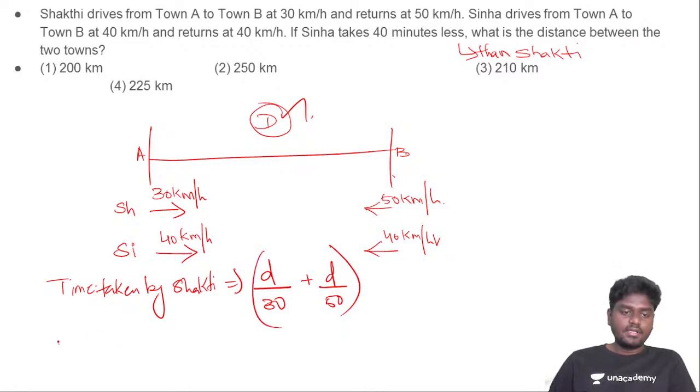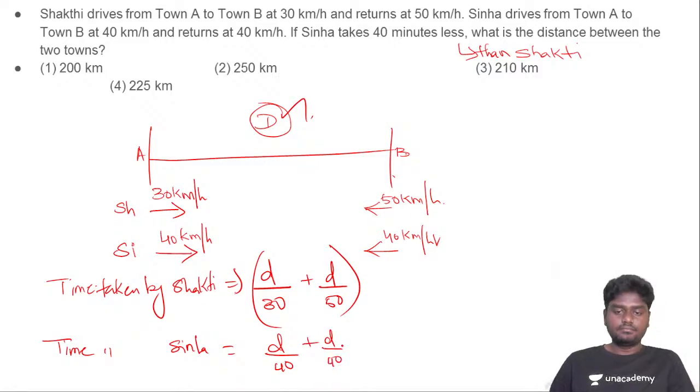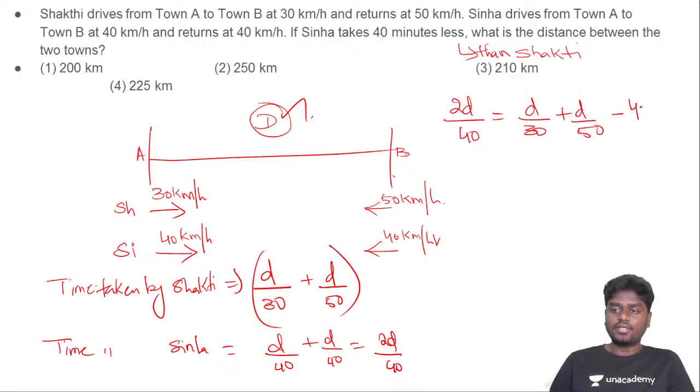In the same way, the time taken by Sinha is D by 40 plus D by 40, so you get ultimately 2D by 40. Now I know that Sinha takes 40 minutes less than Shakti. If that is the case, then the time taken by Sinha, 2D by 40, is equal to the time taken by Shakti, that is D by 30 plus D by 50 minus 40, if I'm not wrong. Okay, so now listen very carefully, guys.